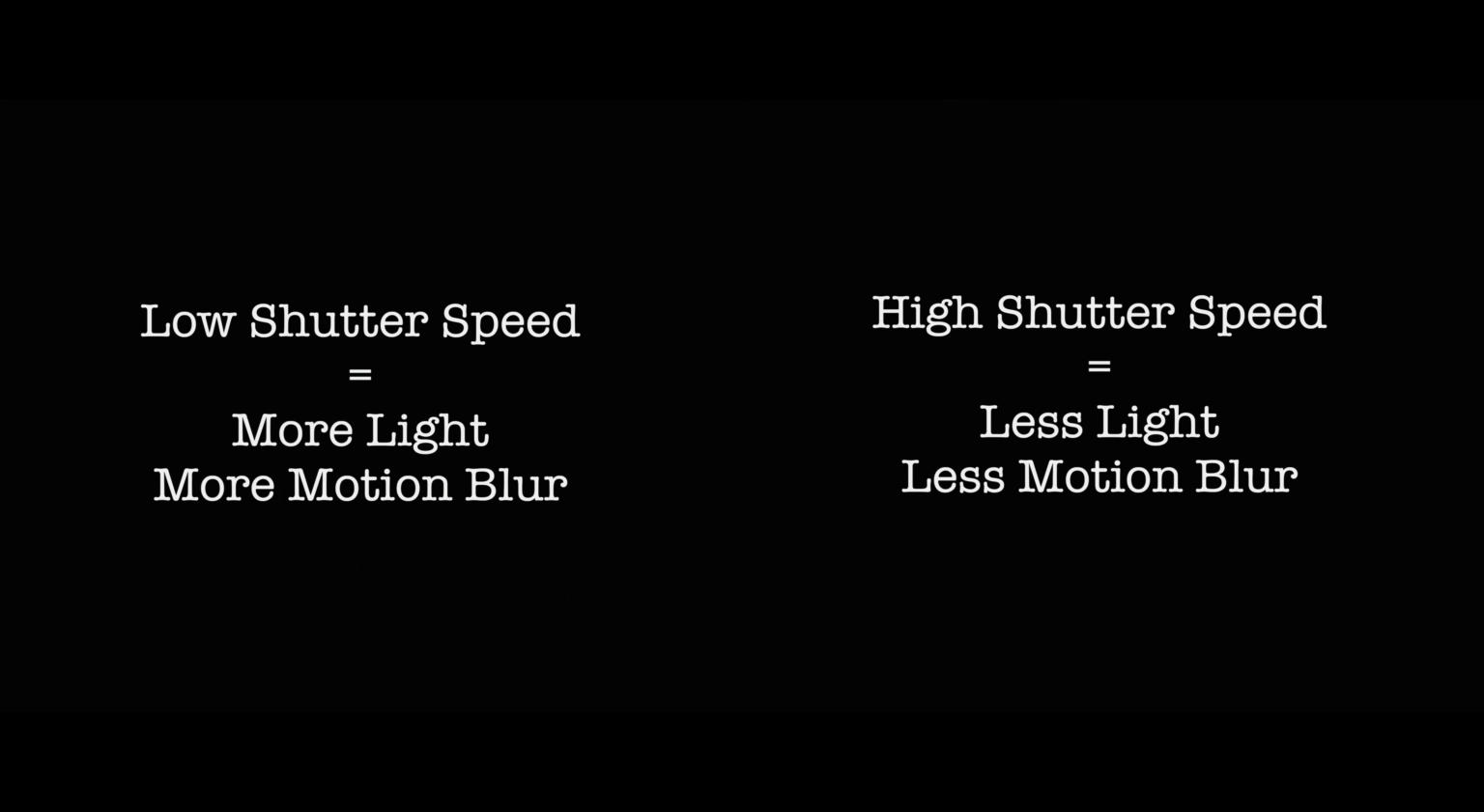Number two is shutter speed. This affects how much motion blur we're going to see in our footage as we move. And number three is ISO. This is the camera electronically making the sensor more sensitive and therefore allowing more light in.